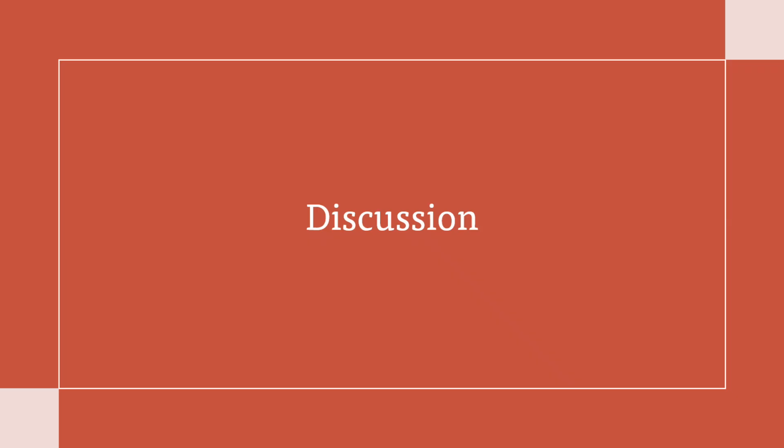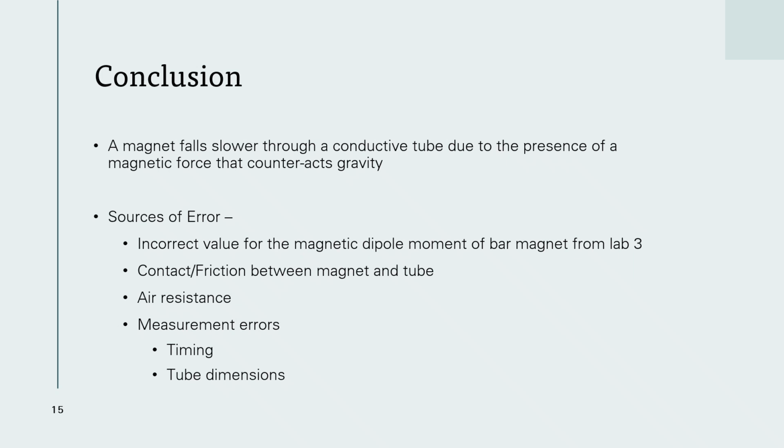or lab 2. And then for the discussion questions, the conclusion is that a magnet falls slower through a conductive tube due to the presence of a magnetic force that counteracts gravity. And some sources of error include incorrect value for the magnetic dipole moment from lab 2, and then contact or friction between the magnet and the tube, air resistance and measurement errors such as not getting the exact timing correct from the video, or also miscalculating the tube dimensions.